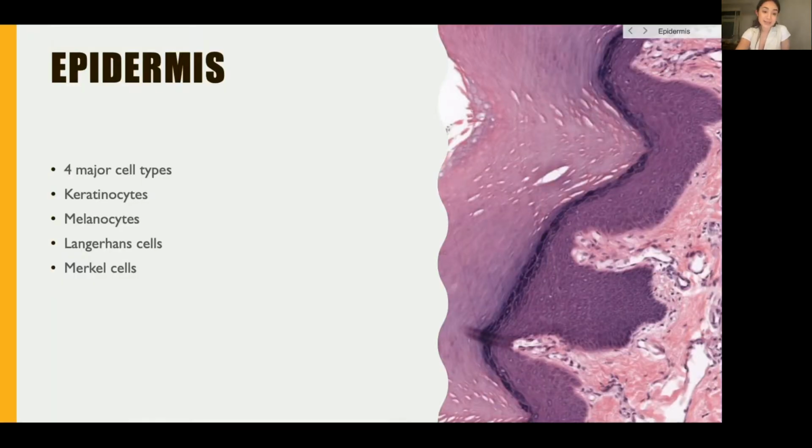So the epidermis is made up of 4 major cell types. We've got keratinocytes, melanocytes, Langerhans cells, and Merkel cells. And they each have their own function, but they synergistically work as an organ to perform all those functions we talked about earlier. Next slide.